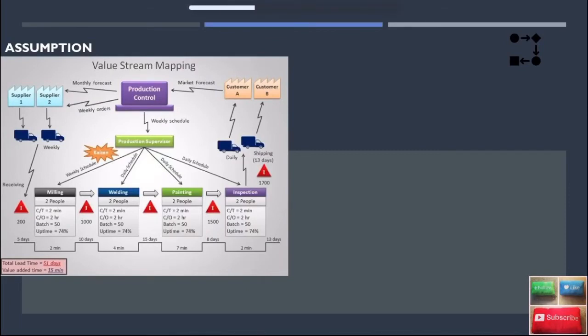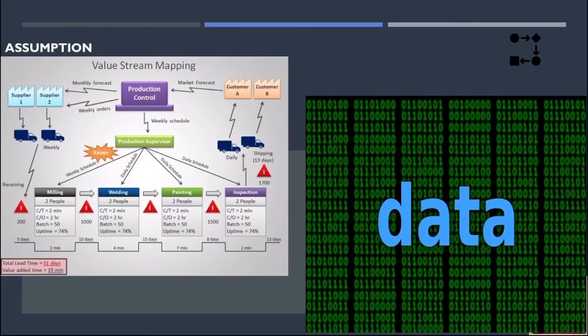You know the basic understanding of value stream mapping, that is, all the processes, supplier, customer, inventory, cycle time, overtime, total lead time, total value added time. And also you have the data required to calculate some of the things which will be needed in the lecture.